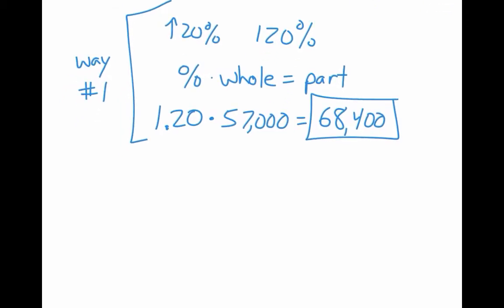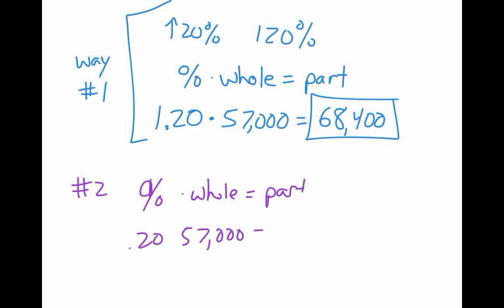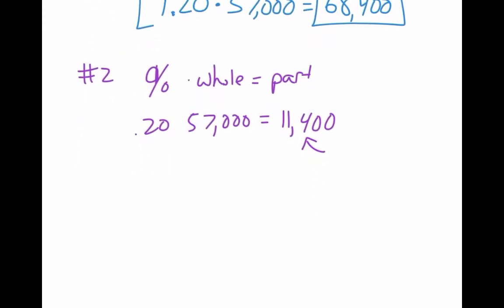But what some people do is they say, I'm going to find the 20% of that 57,000, and then they add it to the 57,000. The reason I don't like this as much is because I've seen a lot of people find the 20% and say that's their answer. But when you do percent times the whole equals the part, they do 0.20 times 57,000. So 20% is going to be 11,400. That right there is 20% of the sales from the year before. That's how much their sales grew, because it grew by 20%. It went up by $11,400.